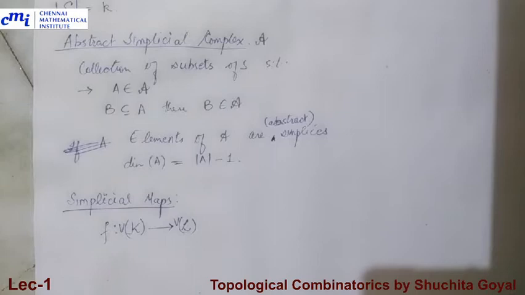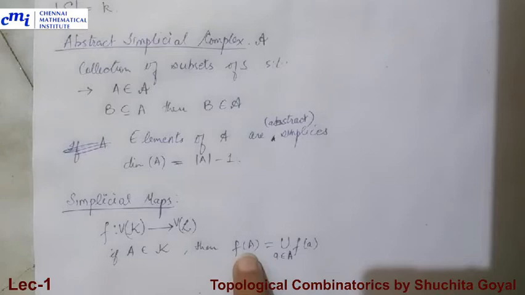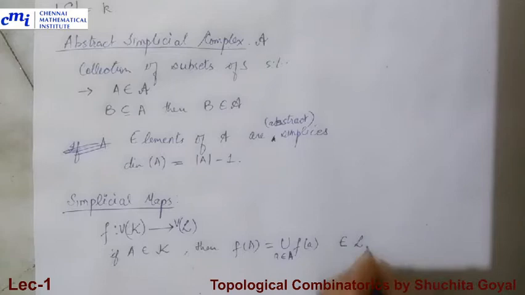if A is in K, if A is an abstract simplex, then F of A, which is nothing but the union of F of a for a in A, is again a subset of the vertex set of L. So this should be an element of L. So this should belong to L. And if this happens, then we say that the mapping F is a simplicial mapping between two simplicial complexes.